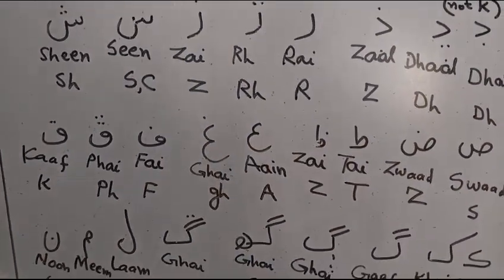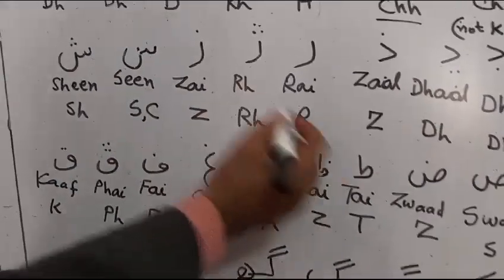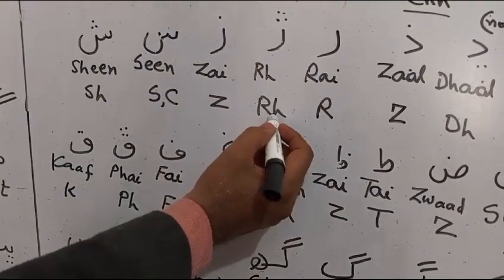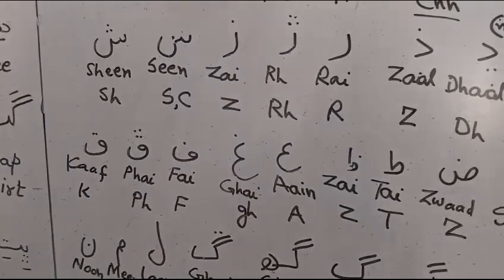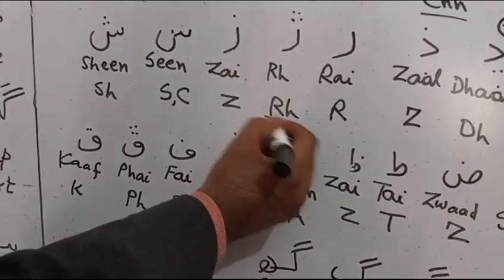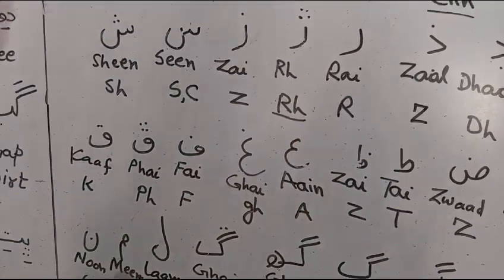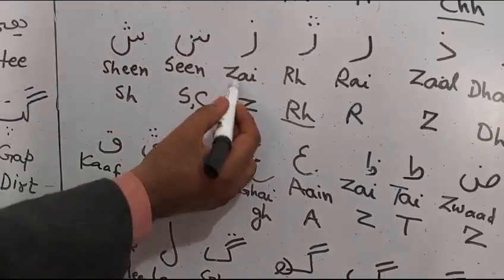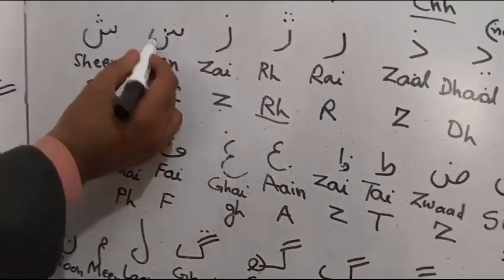So come here now. Re we use R. Re we use RH. This is the strong sound. Strong sound means heavy sound. Z in Sindhi, Z is used.